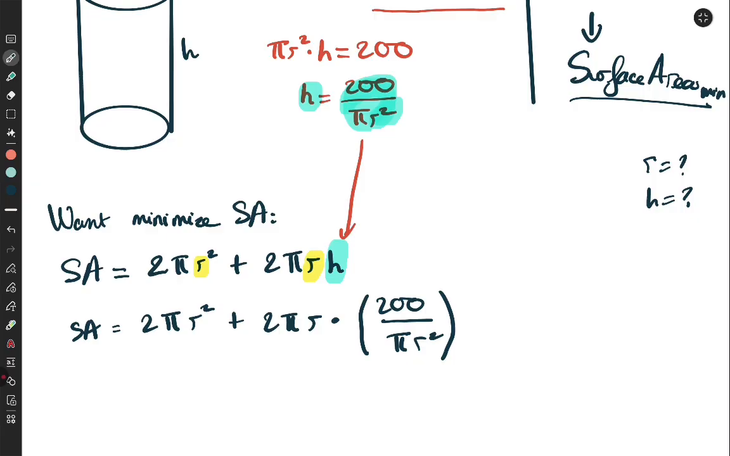They don't cancel yet. Look at this. See the pi? Pi cancels. R squared cancels. 2 times this. When you do that, they don't group them. Okay, don't group them.